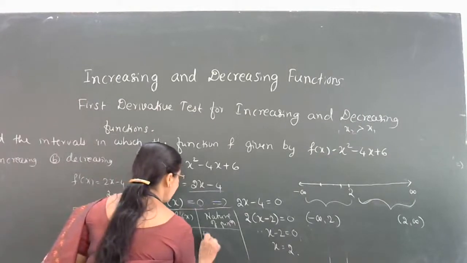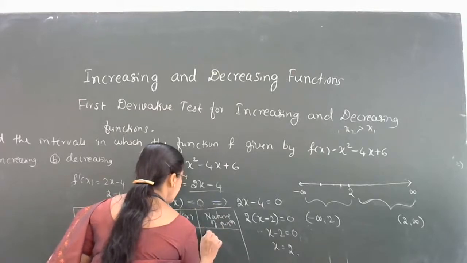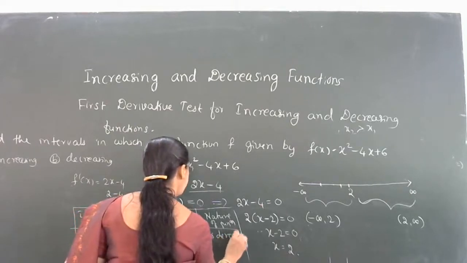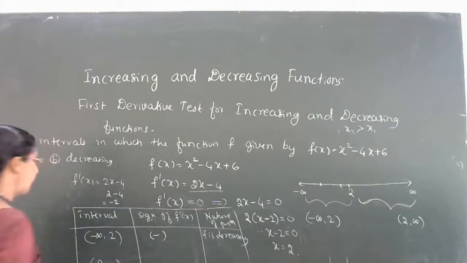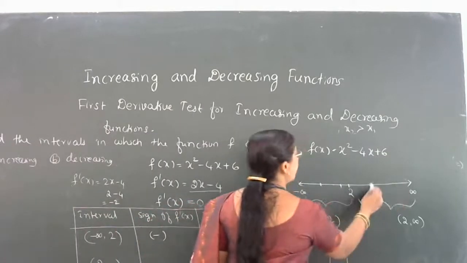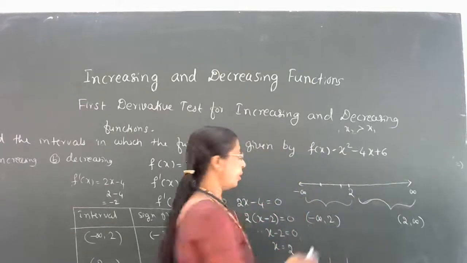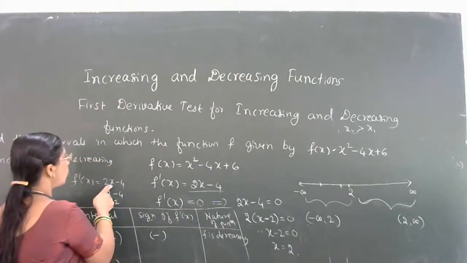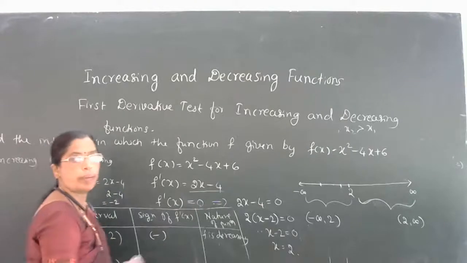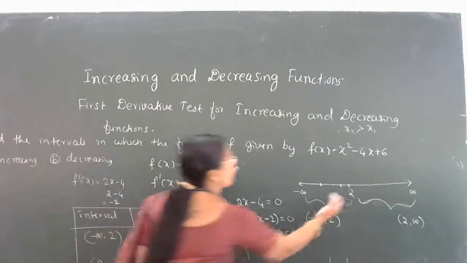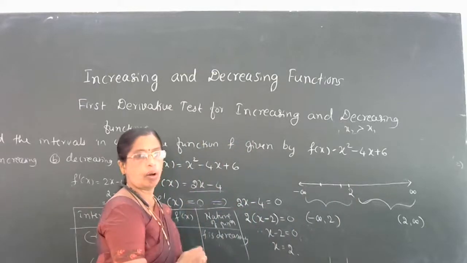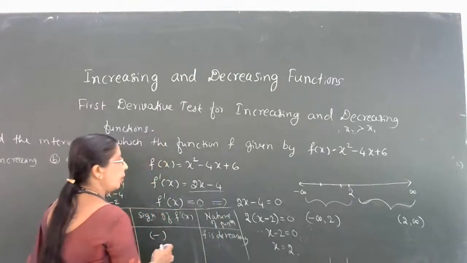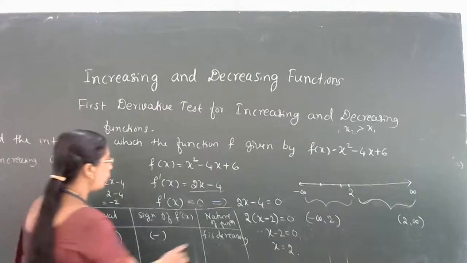Therefore, the function is decreasing. For 2 to infinity, in this portion we take positive values, whereas on the left side there are negative values. If you take minus 2, then 2 into minus 2 minus 4 is minus 4 minus 4, which is minus 8. All points you take in the interval minus infinity to 2 give negative values. Therefore, f is decreasing.